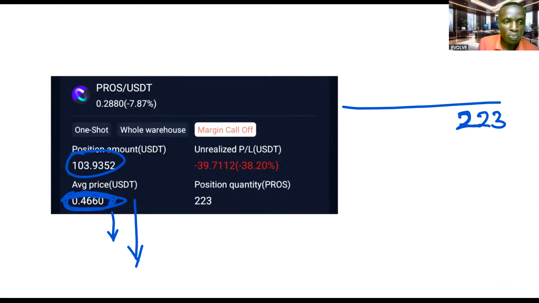Now, this is what I'm trying to say. You enter a coin, you bought 223 coins at 100. Your average price is what? Your average price, each coin you get it at 0.4660. But after you open this position, what happens? The market does this.